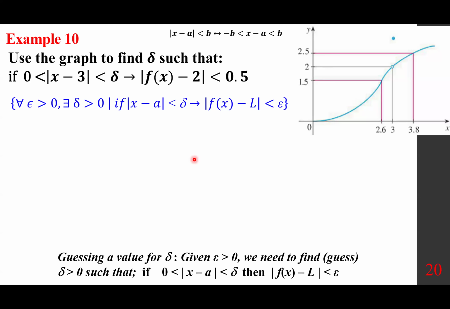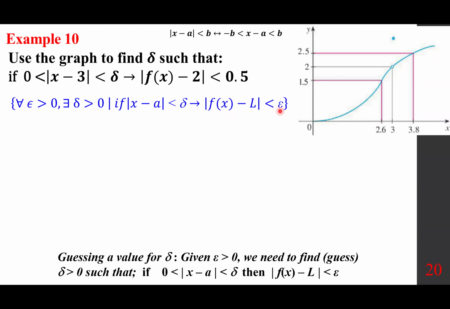Use the graph to find delta, such that if the absolute value of x minus 3 is between 0 and delta, then the absolute value of f of x minus 2 is less than 0.5. I'm going to remind you of what I mentioned on the previous page. The precise definition of a limit says for whatever epsilon larger than 0, there is a delta larger than 0, such that if the absolute value of x minus a is less than delta, then the absolute value of f of x minus L is less than epsilon.